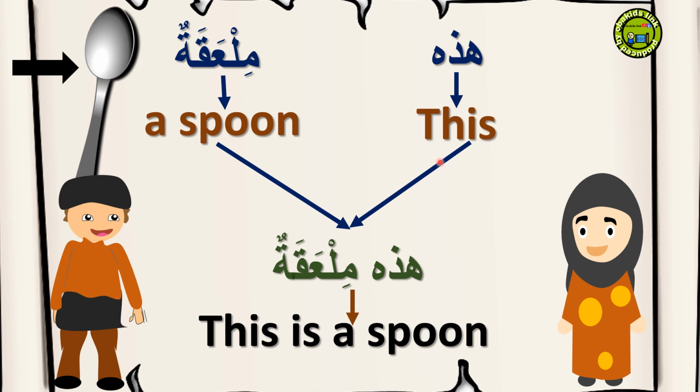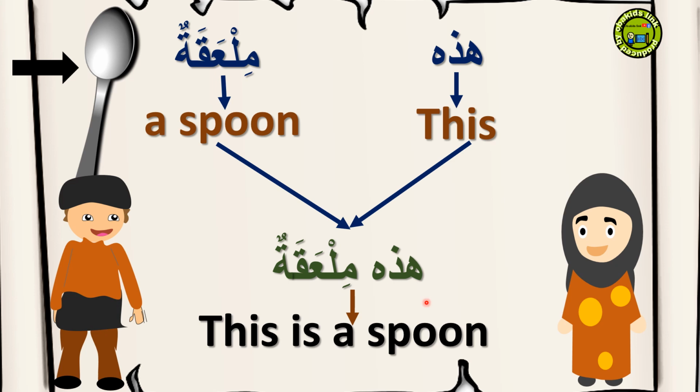Let us look at the example again. This is hazihi. Hazihi is a singular feminine demonstrative pronoun, which means this. This is mil'aqatun. Mil'aqatun is a singular feminine noun, which means a spoon. Now if we join hazihi and mil'aqatun together, it becomes hazihi mil'aqatun, which means this is a spoon.